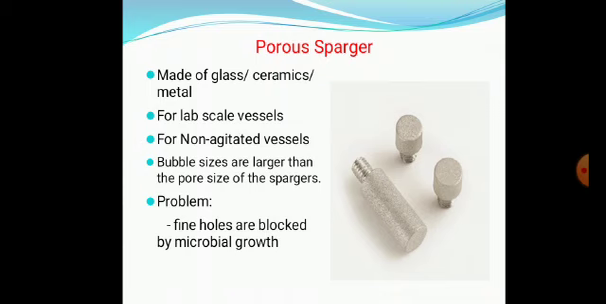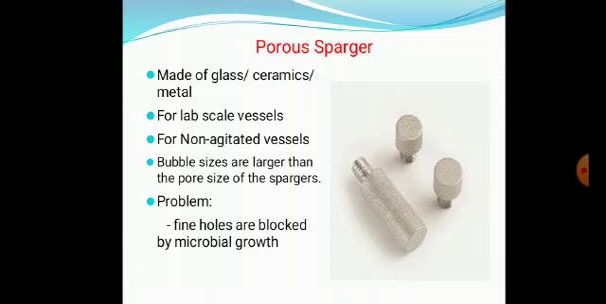Such spargers, called porous spargers, are used mostly for lab scale fermenters, not bigger fermentation. Just for lab scale fermentation, they will be using this type of sparger. Here, the bubble size will be larger than the pore size of the sparger, which means large bubbles will be released. So usually for small scale fermentation, we use this type of sparger, wherein the bubble size will be larger.